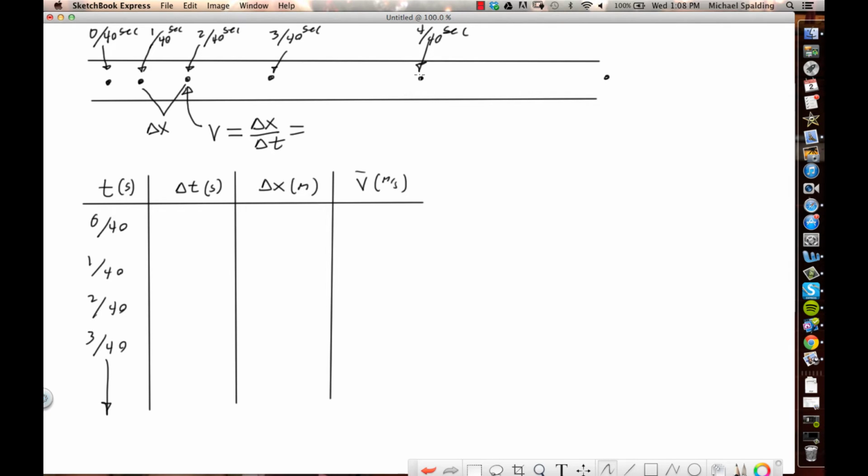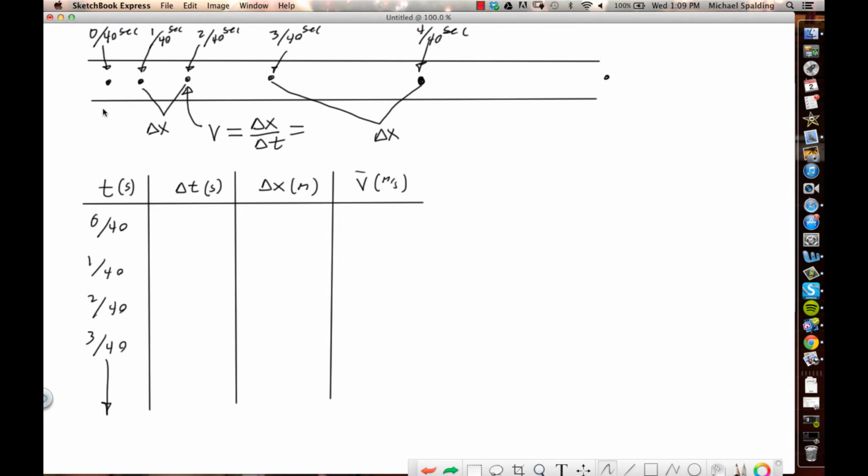What would be your delta x for 4/40ths? When you're over here at 4/40ths, what's the delta x going to be? It's going to be from 3/40ths. So you're always measuring how far the mass went from the previous dot, which is different than the car lab. If you think back to the car lab, you were recording positions, so you were always measuring from where? From the zero. You were always measuring from the first dot. For this lab, you're measuring from the previous dot.